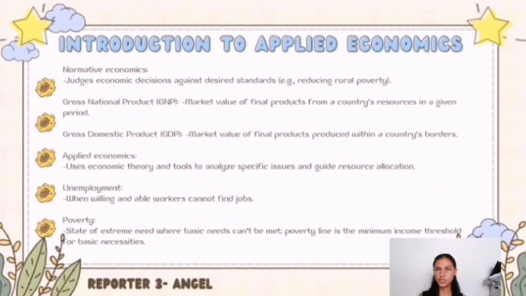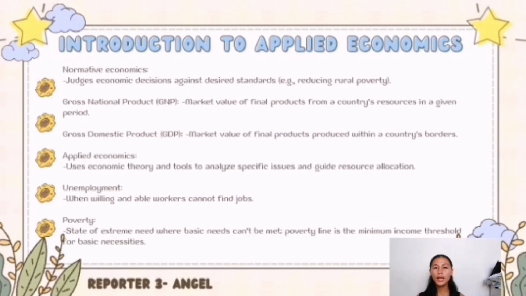Normative economics judges economic decisions against desired standards, like reducing rural poverty. Normative economics is about opinions on how the economy should work. For example, the government should increase taxes on the rich to fund healthcare. That is normative economics, a recommendation based on a value judgment about fairness or healthcare access.